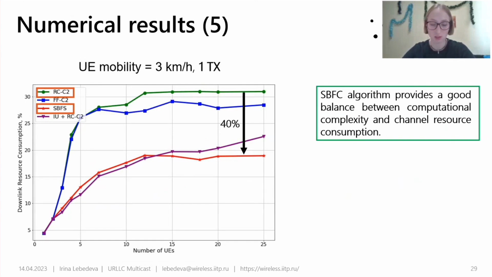And now let's compare downlink resource consumption for different precoder algorithms. Note the best algorithms are SBFS and UE plus RCC2. These algorithms provide almost the same downlink resource consumption. Note that according to an original paper, SBFS has 6 times less computational complexity than the iterative update algorithm. The RCC2 algorithm consumes up to 40% more downlink resource than the SBFS algorithm.